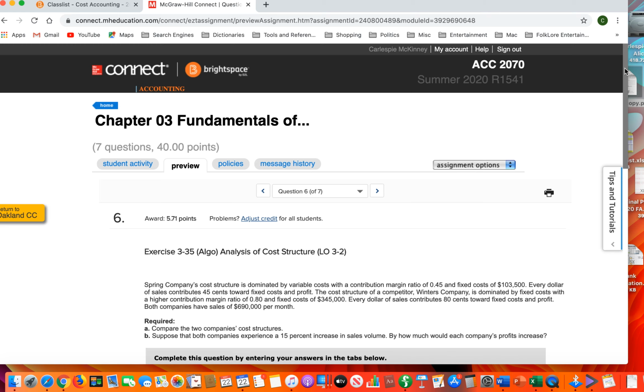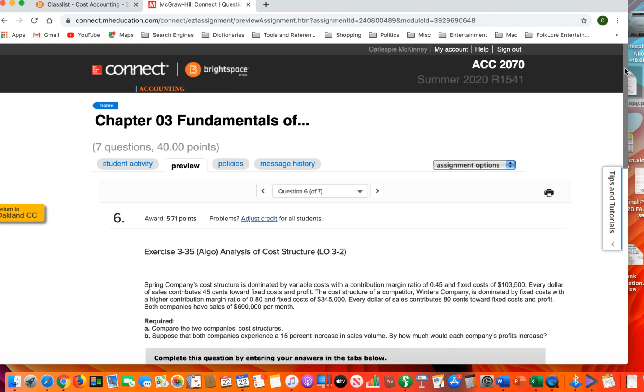Now let's go to winter. Same number of sales. Contribution margin is 80%, which means the variable cost must be 20%, right? 690,000, 20% of that is $138,000. So 690,000 minus 138,000 is 552,000, and 552,000 is exactly 80% of 690,000.